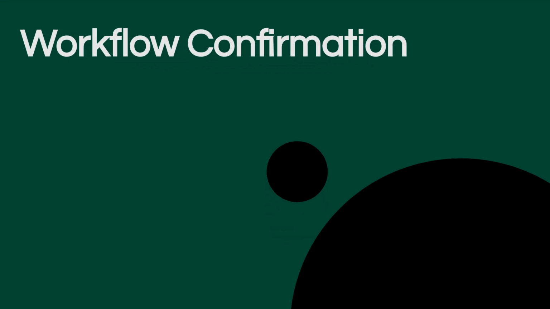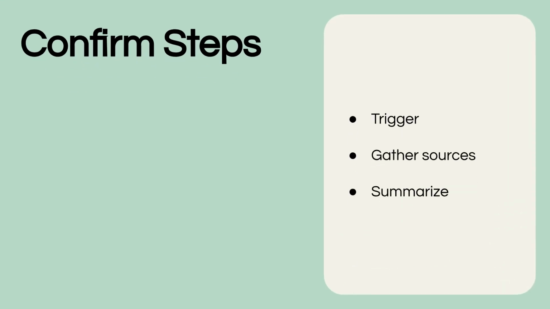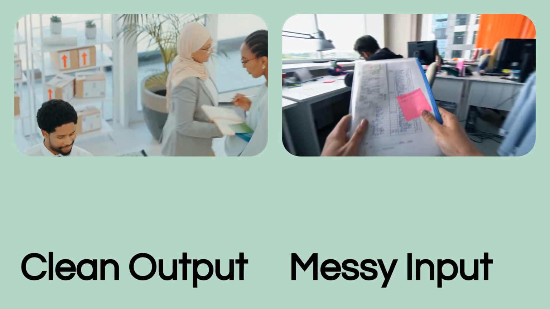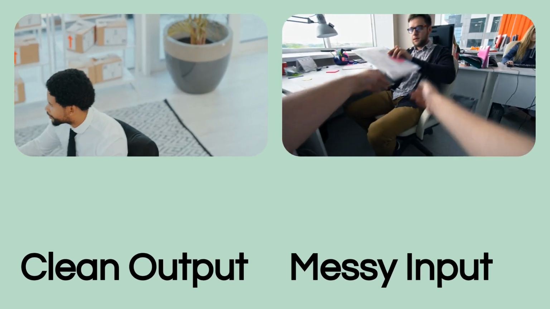After Copilot generates the workflow based on your prompt, confirm that the steps are correct. Ensure the flow is triggered, Copilot gathers sources, summarizes into sections, creates and saves the document, and finally sends the link. With Copilot, you transform messy project inputs into a perfectly clean, structured brief.